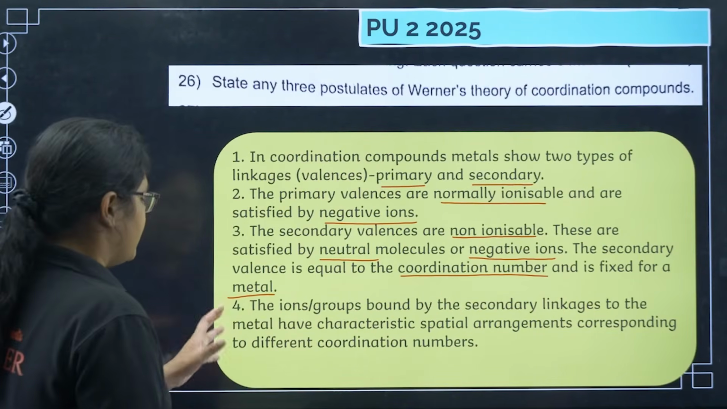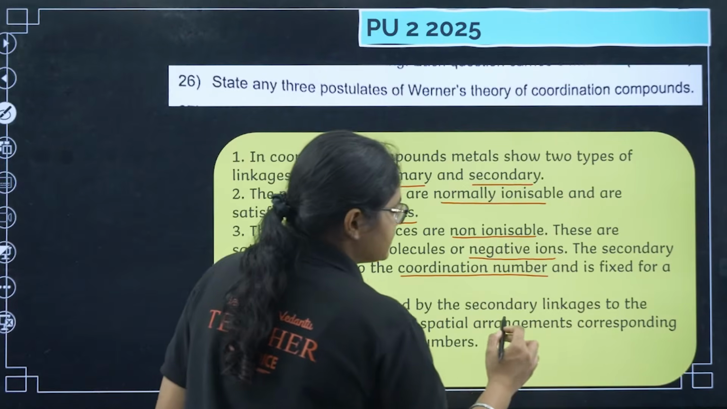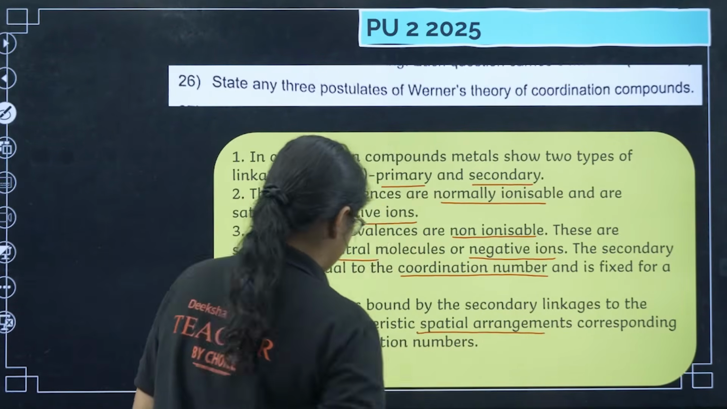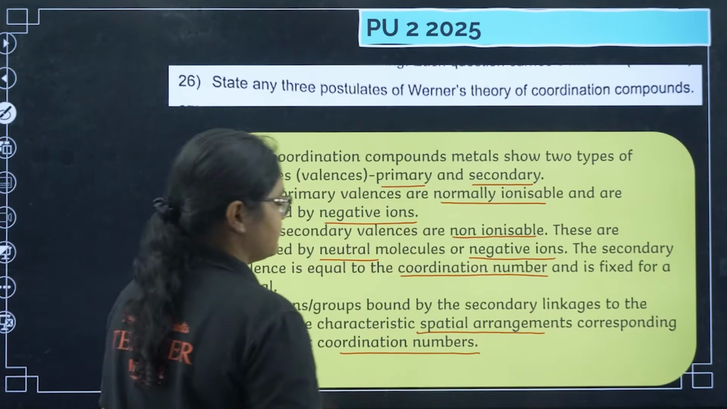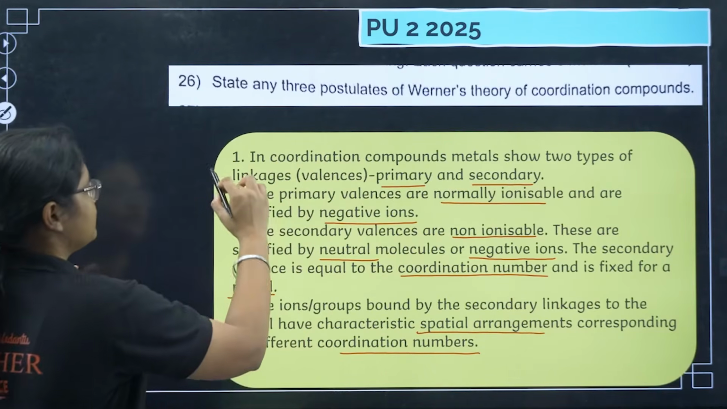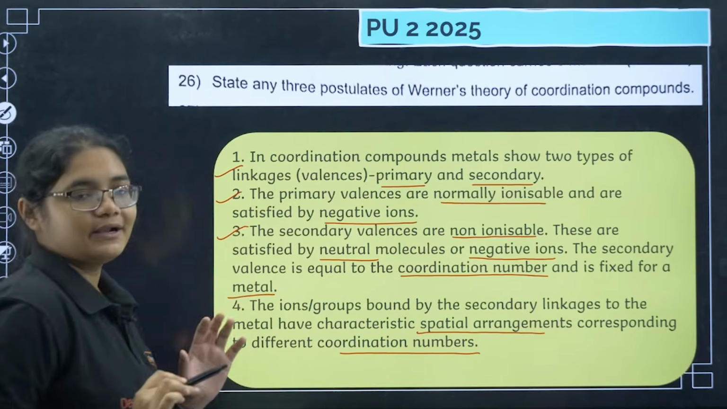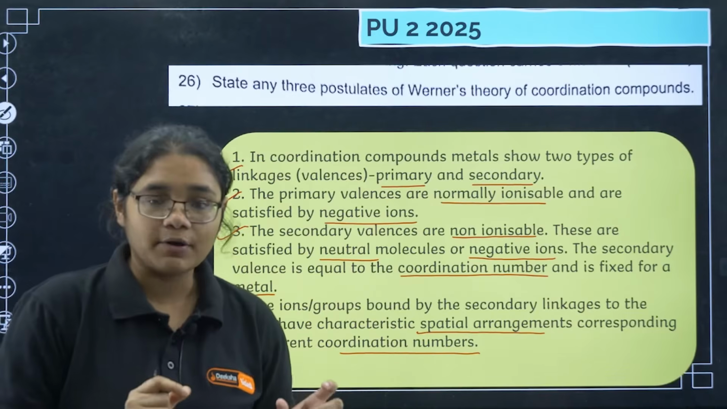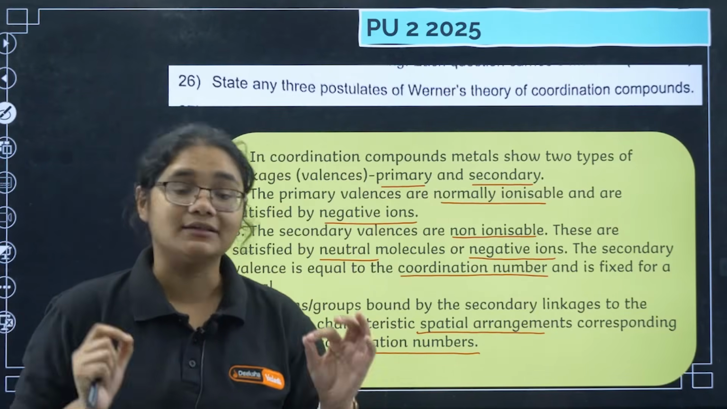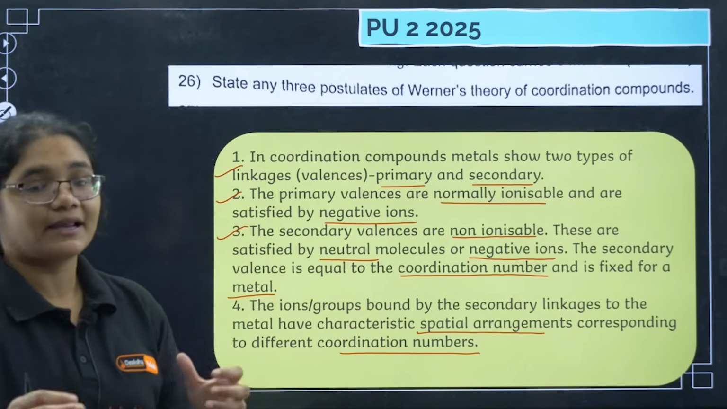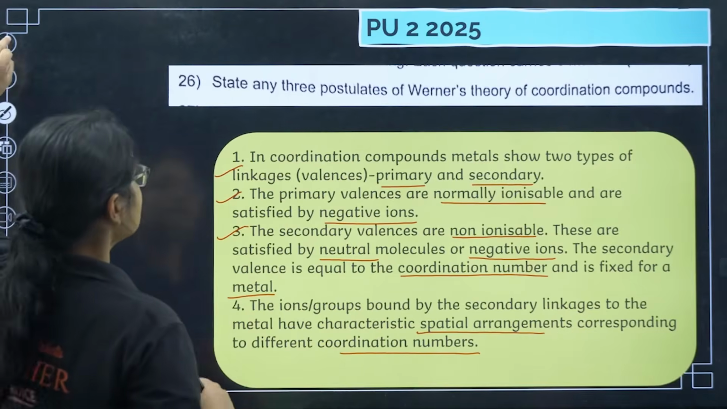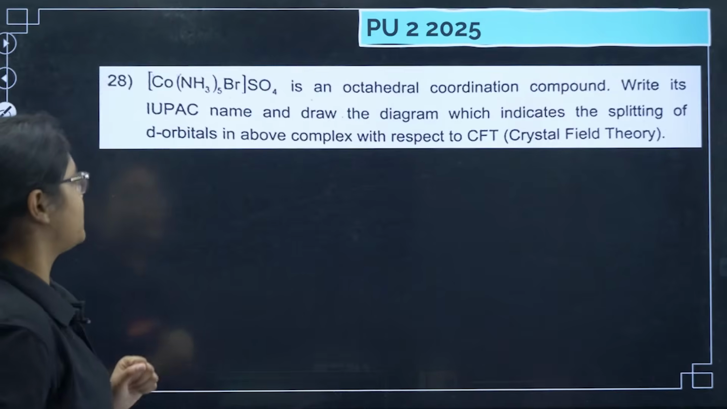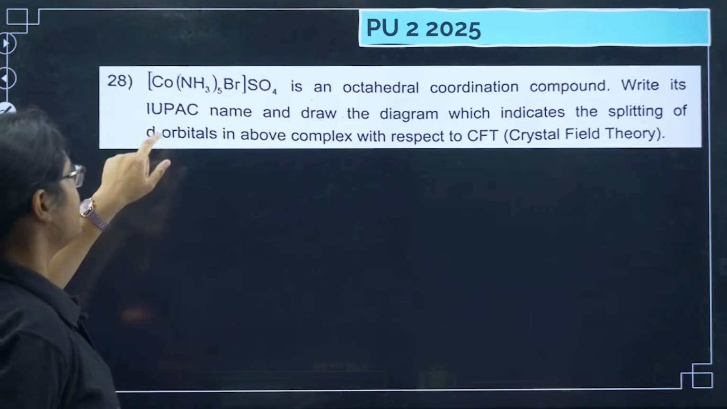Okay. Next, the ions or groups bound by the secondary linkages to the metals have characteristic spatial arrangement corresponding to the different coordination numbers. Okay, so you can write this first 2 points. The first point is that the coordination complex have 2 types of valencies. The second point is about primary valency, and the third point you have to write is about secondary valency. Okay. Next, this is a question again from PU2 2025, question number 28.